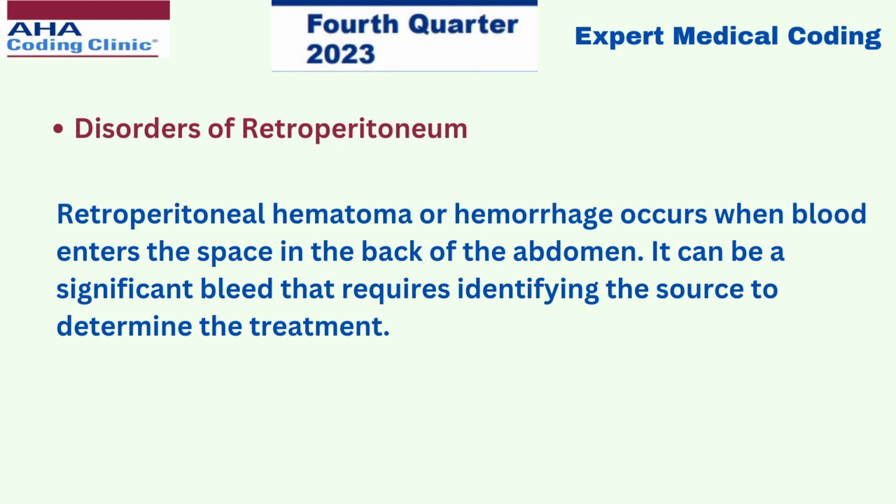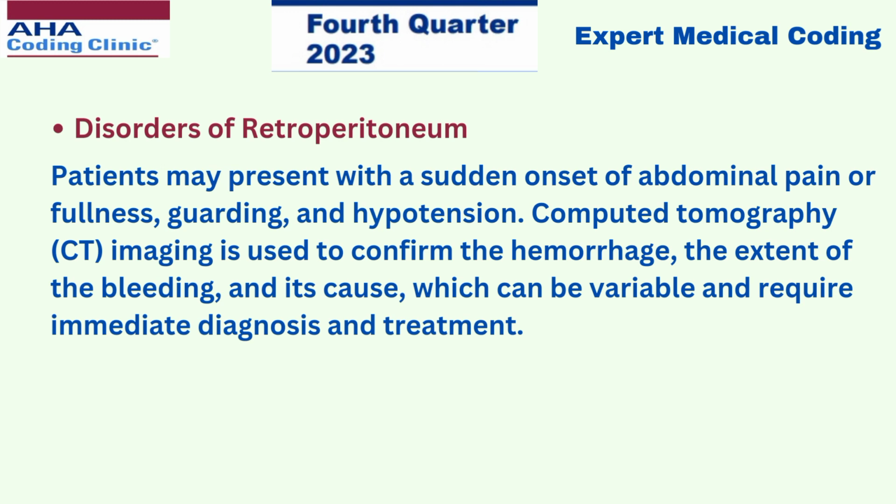Retroperitoneal hematoma or hemorrhage occurs when blood enters the space in the back of the abdomen. It can be a significant bleed that requires identifying the source to determine the treatment. Patients may present with a sudden onset of abdominal pain or fullness, guarding, and hypotension. CT imaging is used to confirm the hemorrhage, the extent of the bleeding, and its cause, which can be variable and require immediate diagnosis and treatment.